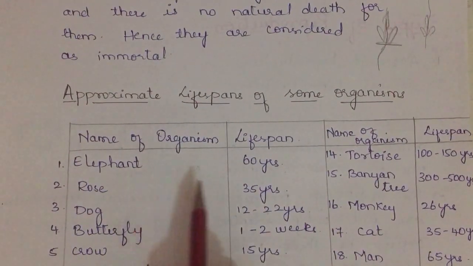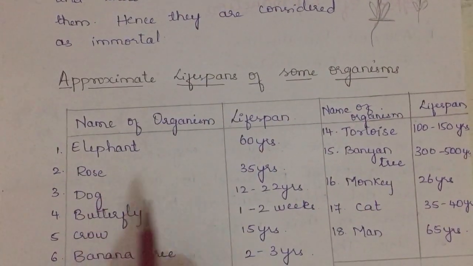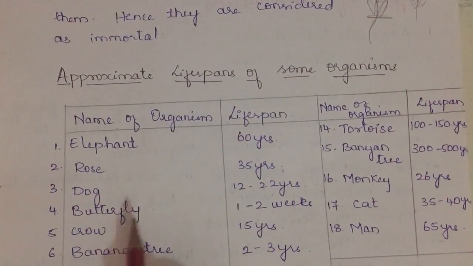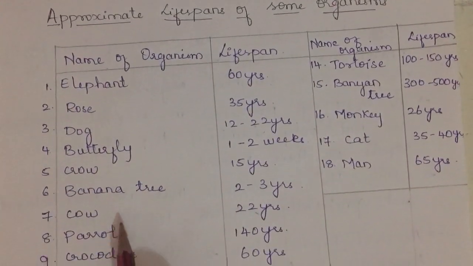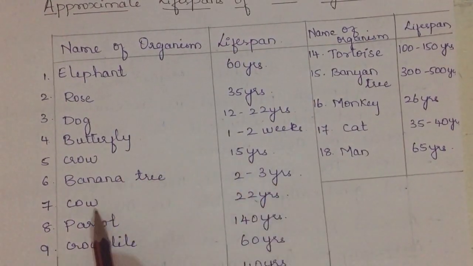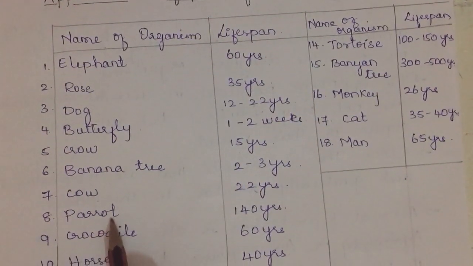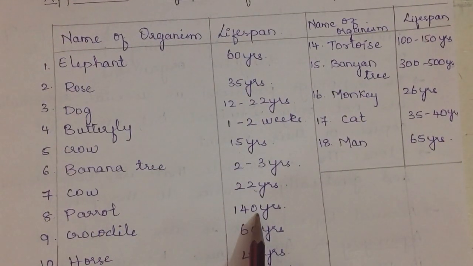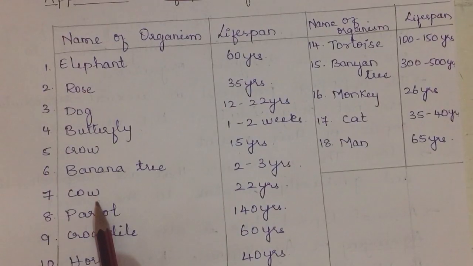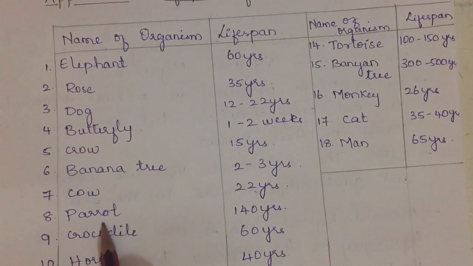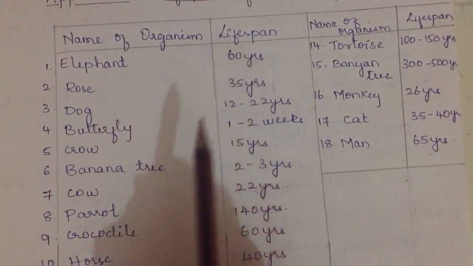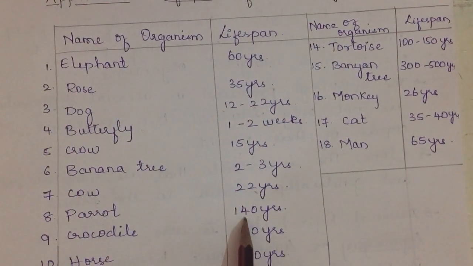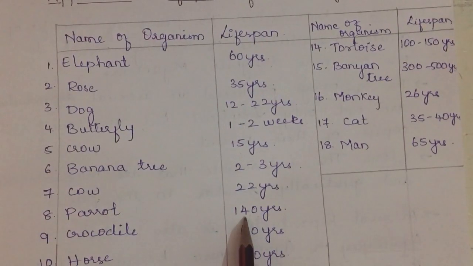Anyhow, elephant 60 years, rose plant 35 years, dog 12 to 22 years, butterfly 1 to 2 weeks, crow 15 years. Then you have banana tree 2 to 3 years, cow 22 years, parrot 140 years. Now you can imagine, what is the size of a cow and what is the size of a parrot? As I said, size does not matter for a lifespan. Cow is having 22 years whereas parrot is having 140 years. Elephant is having 60 years whereas parrot is having 140 years. So size does not matter for a lifespan.